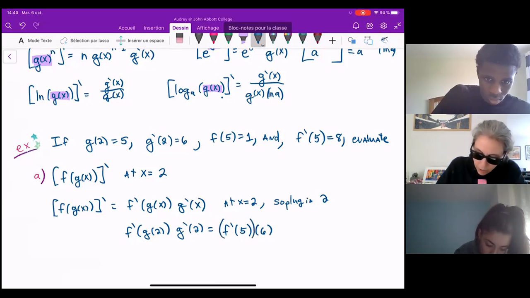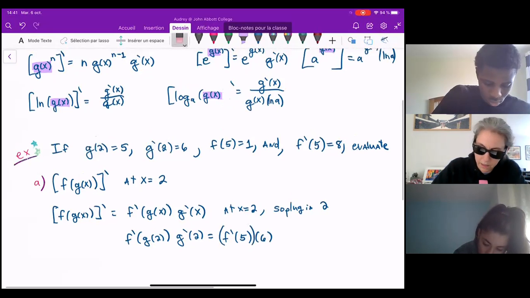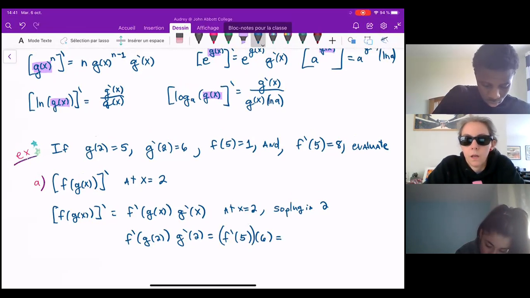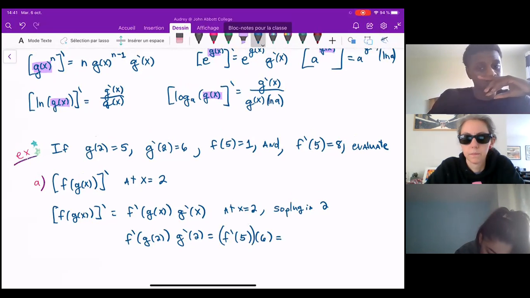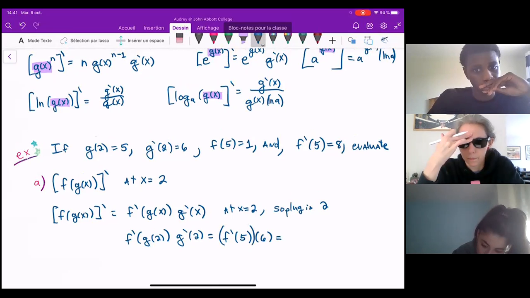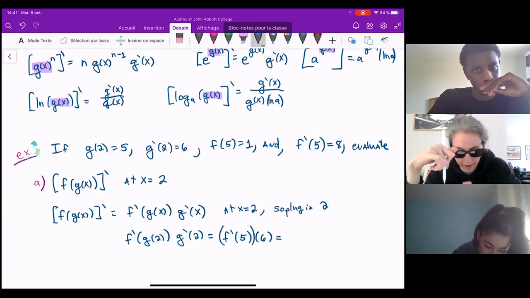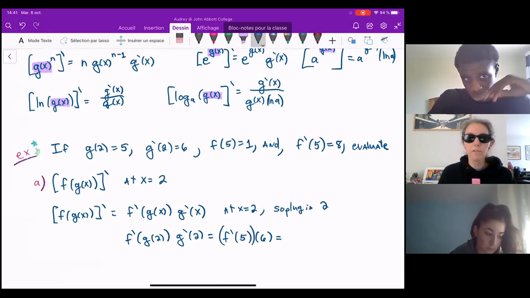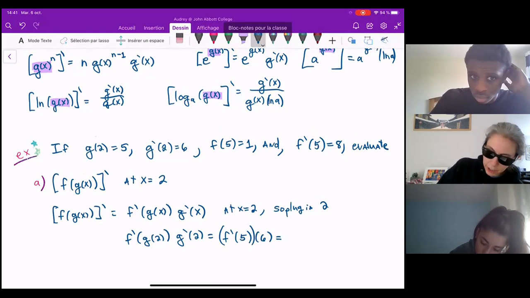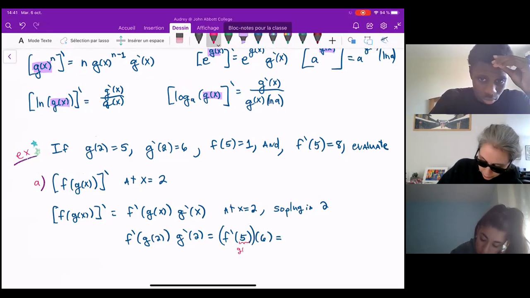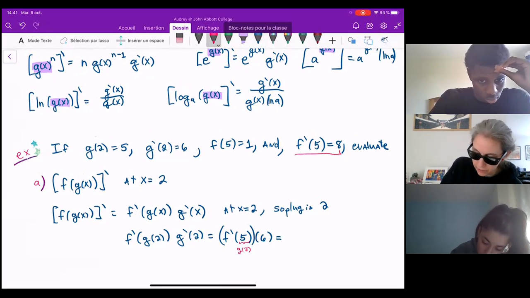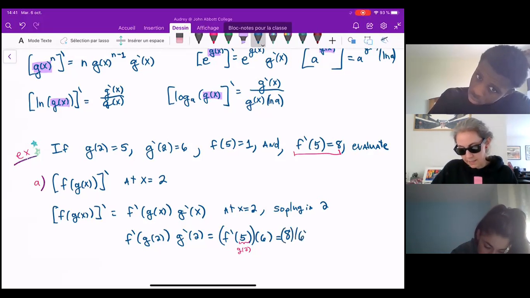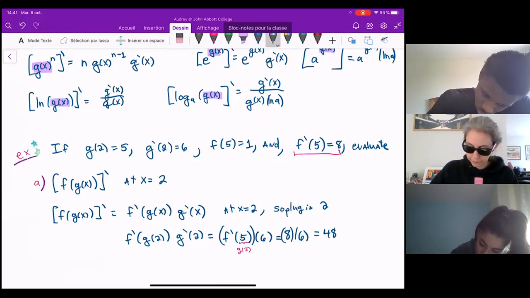So this leaves me with f prime of 5 times 6. But what was f prime of 5 equal to? So f prime of 5, we plugged in the g of 2. That 5 came from g of 2. But f prime of 5 itself is 8. So that becomes 8 times 6, and my answer here is just 48.